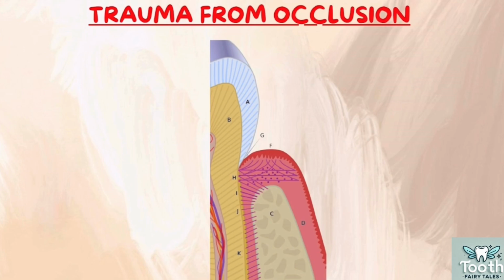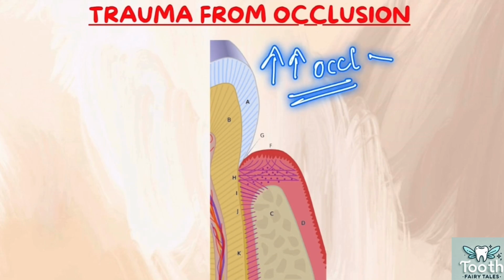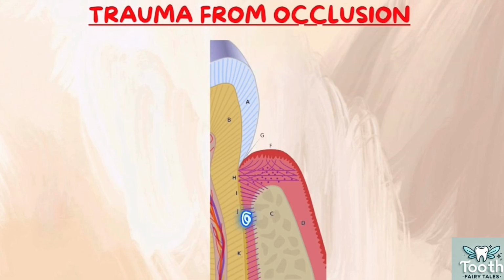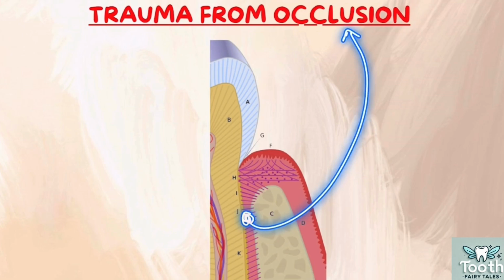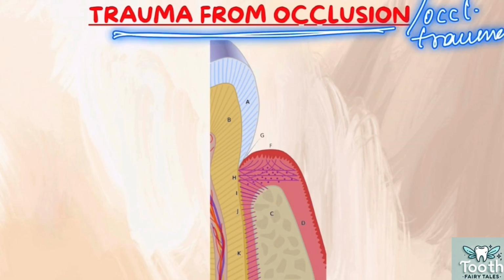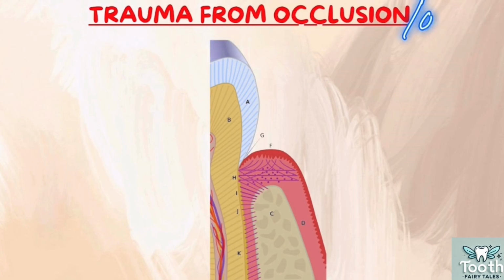The name itself indicates that the tissue injury is happening because of excessive occlusal forces. So when the occlusal forces have increased and exceeded the adaptive capacity of the periodontium, tissue injury results. This injury is known as trauma from occlusion. Trauma from occlusion is also known as occlusal trauma.